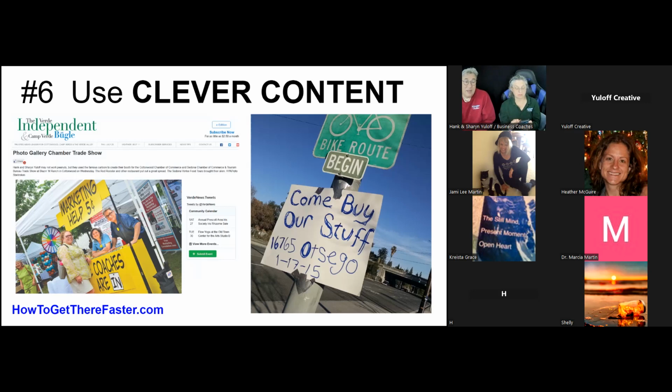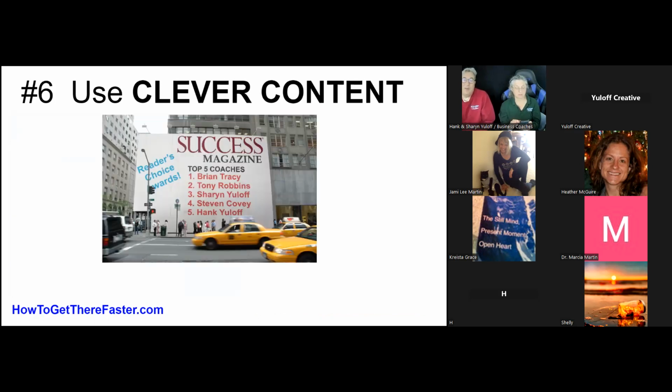On the left, we were at a trade show, a chamber event, and when you are out and about doing trade shows and you see the photographers for local media, ask them, hey, do you need some shots? And he said, you don't mind? Not at all. So he spent a good 2-3 minutes there, took photos of us, and we ended up on the front page of the Birdie Independent. So clever content. This again is one of my favorites.